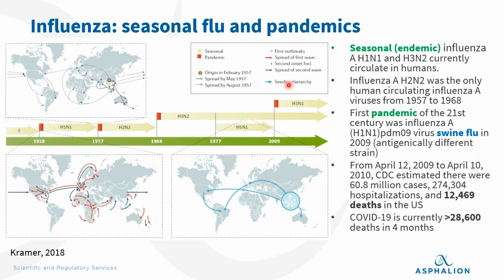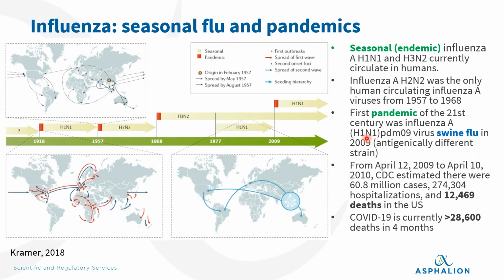So the main influenza strains circulating in humans at the moment are the H1N1. These are the hemagglutinin and the neuraminidase proteins, as we mentioned before, different genetic versions of those. Before 1957 or 1968, H2N2 was really the only one circulating. There obviously is limited data the further back you go. The first pandemic of the 21st century was not COVID-19. It was actually the swine flu influenza outbreak in 2009.